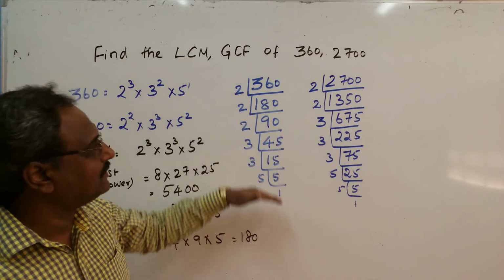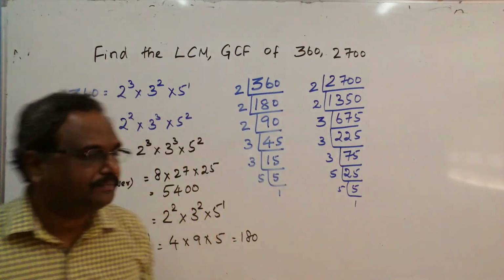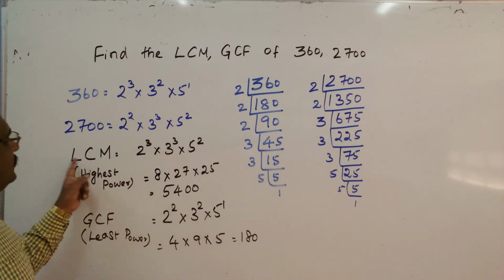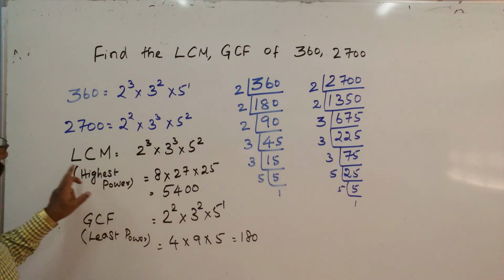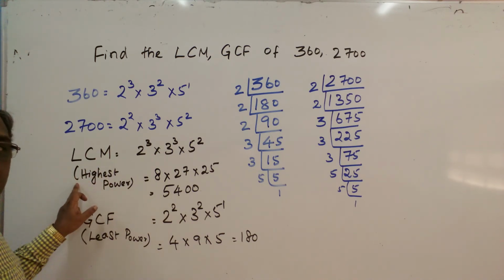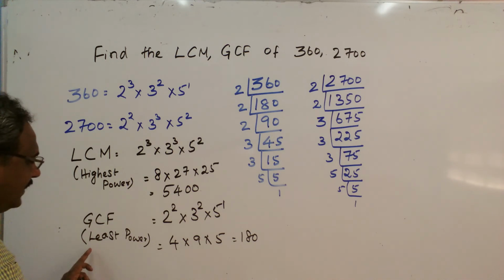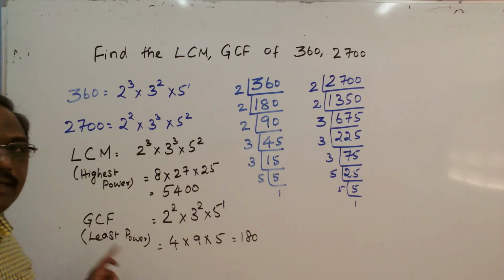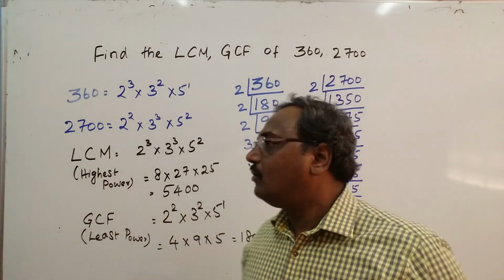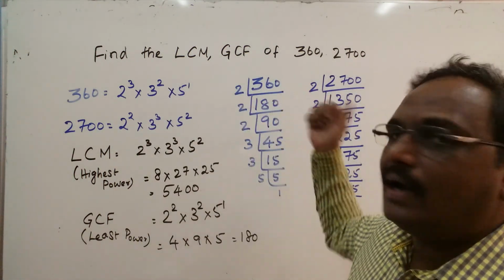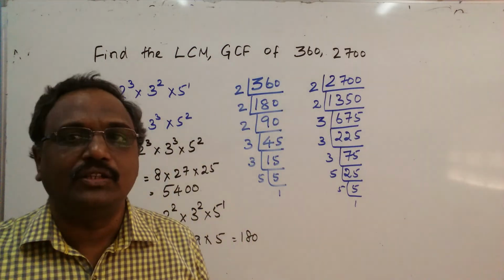So the basic principle for finding the least common multiple and greatest common factor is to find the prime factorization of the numbers. For the least common multiple, we take the highest power. For the greatest common factor, we take the least power. So this is the basic idea for finding LCM and GCF.